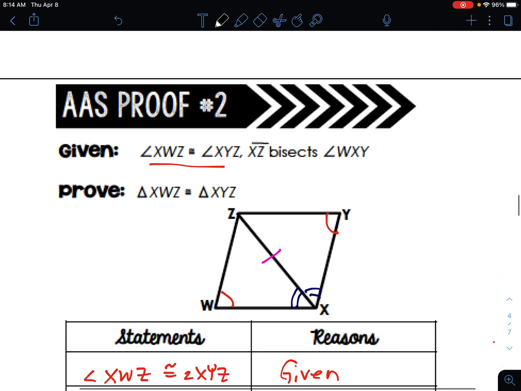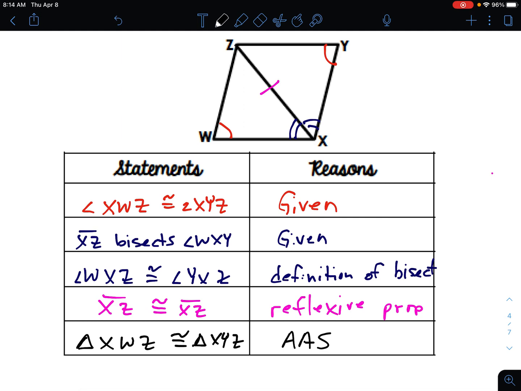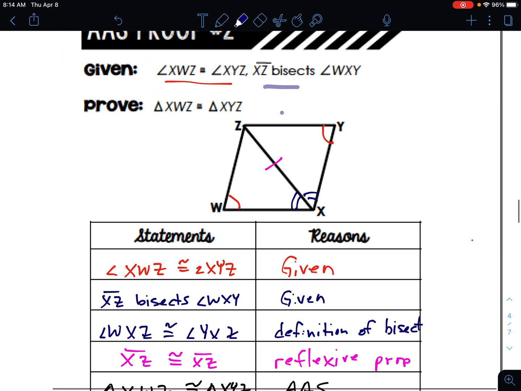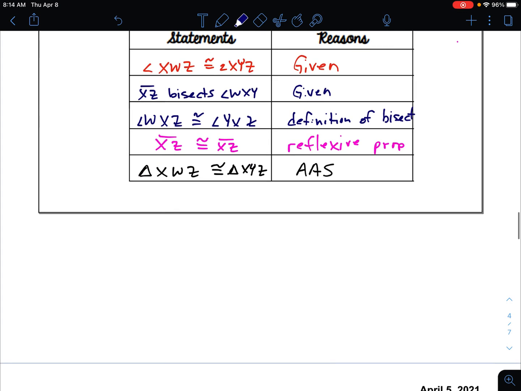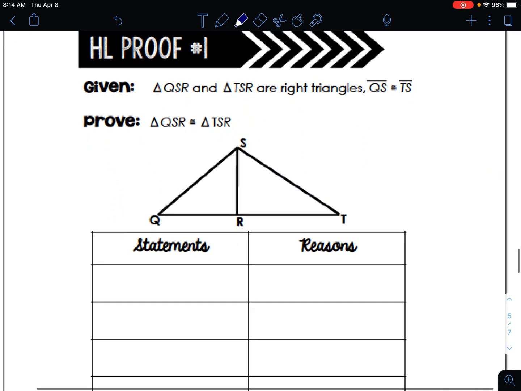You guys try this next one on your own. But again, they give you the 2 angles in the red, and then it says XZ bisects WXY. WXY is this one here. So those 2 pieces are equal. So we can use the definition of bisect. Our buddy, the reflexive property, shows up again, and it's angle side angle. All right, going to the next one.